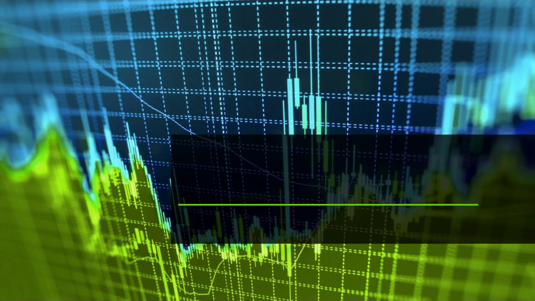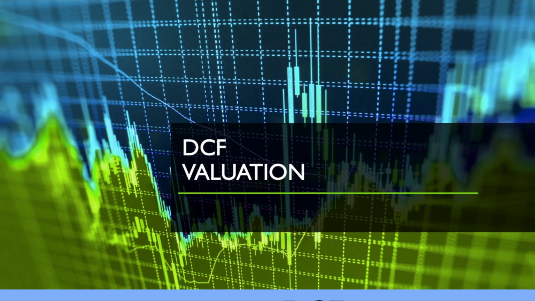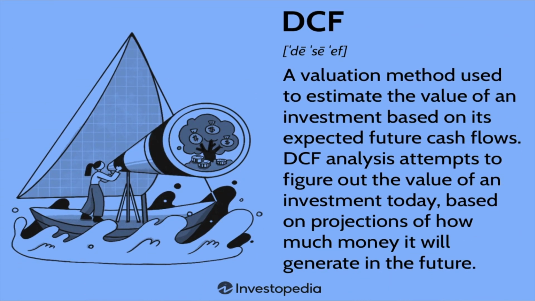So today the topic is DCF valuation, discounted cash flow valuation. DCF valuation is a powerful tool which analysts and investors use to value a company. So let me get the definition first. DCF is a valuation method which is used to estimate the value of an investment based on its expected future cash flows. DCF analysis attempts to figure out the value of an investment today based on projections of how much money it will generate in the future.